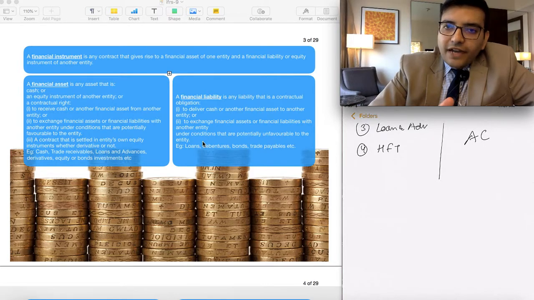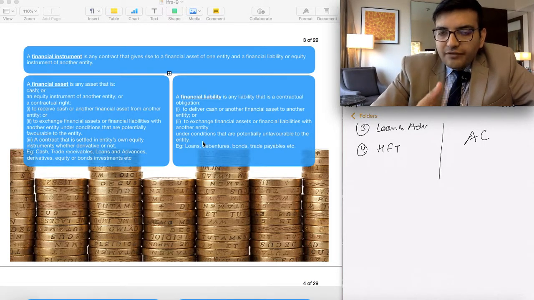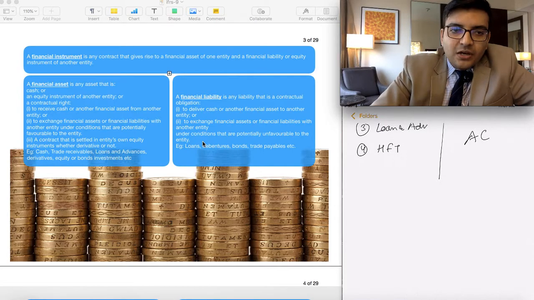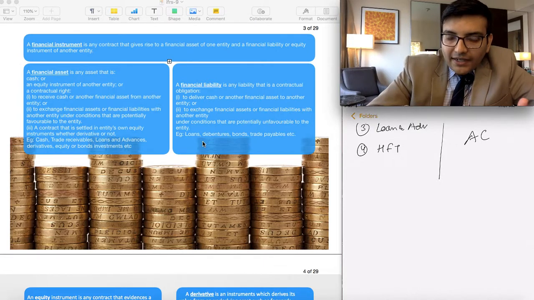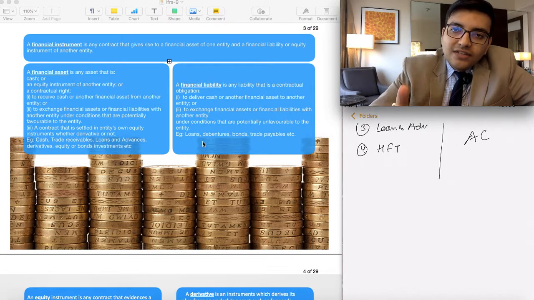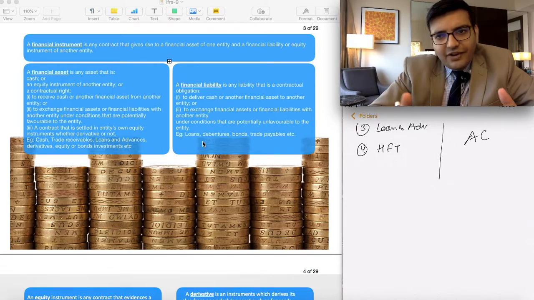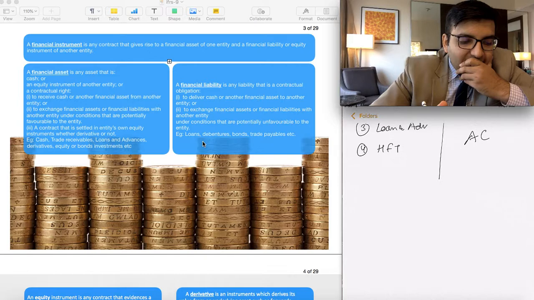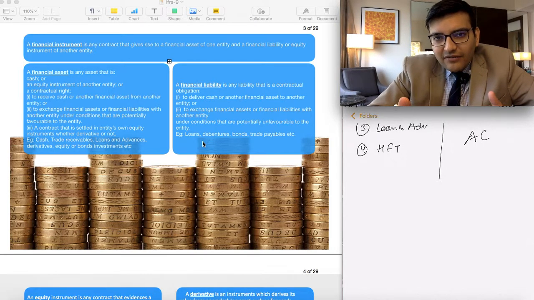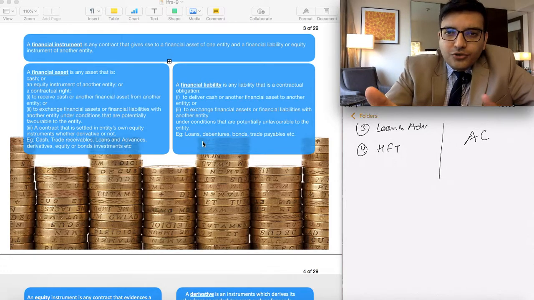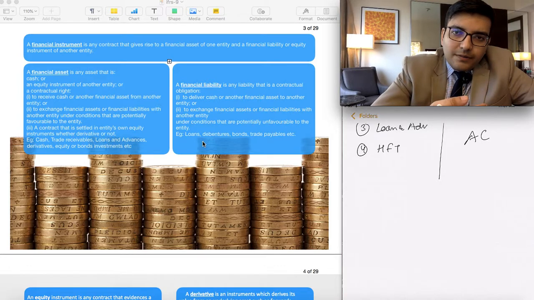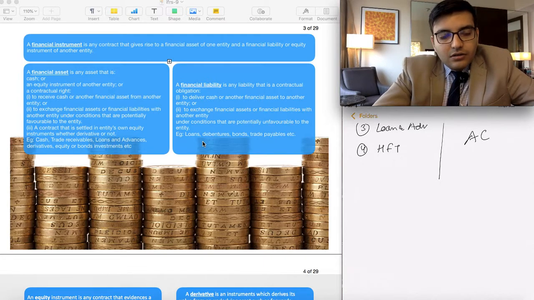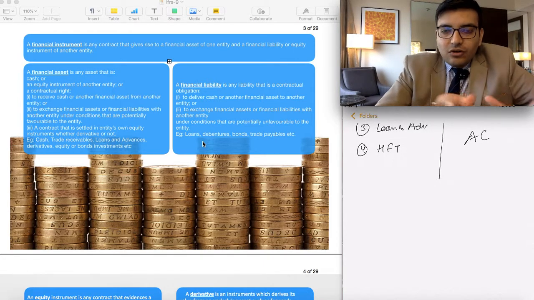So what is a financial instrument? Now we'll come to the definitions of financial asset, liabilities, and financial instrument. What is a financial instrument? Now a financial instrument is a contract, any contract that gives rise to a financial asset for one person and a financial liability for another. For example, you can say a derivative. Suppose I bought a put option or a call option, when two parties are involved. For one party it is an asset, for the other it is a liability, based upon the prices in the market. That's why it is called a financial instrument.